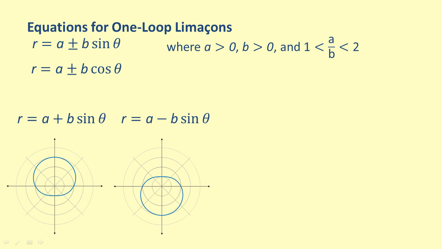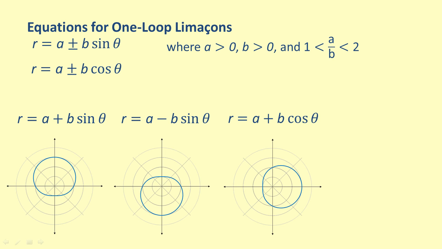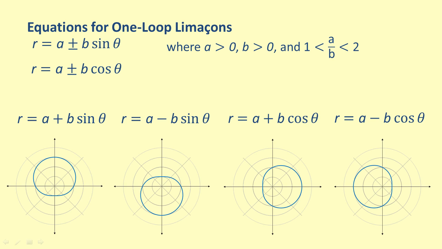Our next equation is r equals a plus b cosine theta, which gives us this graph. Finally, we have r equals a minus b cosine theta, and with this equation, the graph looks like this. Again, notice that by changing from addition to subtraction, we get a reflection of the graph. This time, the graph is reflected across the vertical line theta equals pi over 2. With the cosine function, the graphs are symmetric about the polar axis.